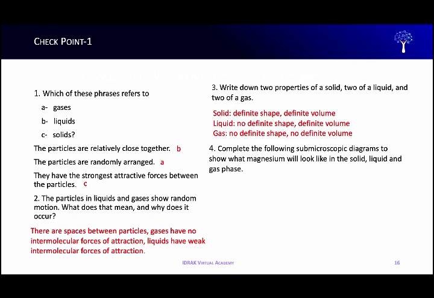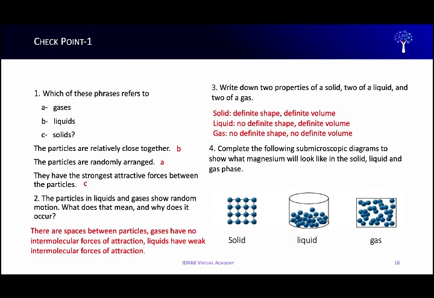Number 4, complete the following submicroscopic diagrams to show what magnesium will look like in a solid, liquid, and gas phase. So we know that the particles in a solid are very close to each other. In a liquid, they're a bit far from each other, and in a gas, they're even much farther from each other. So this is how they would look like.